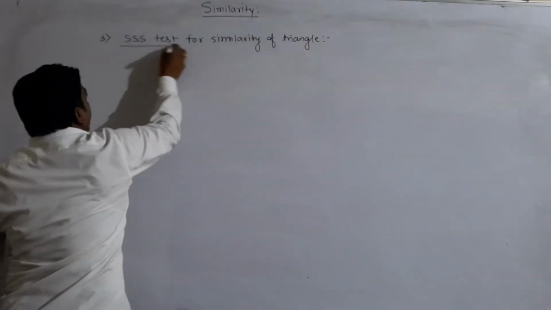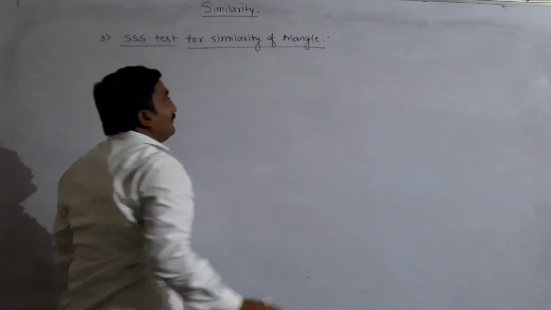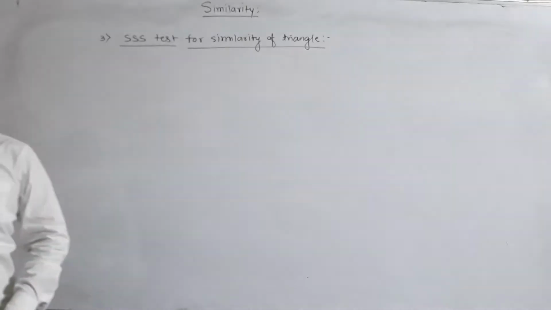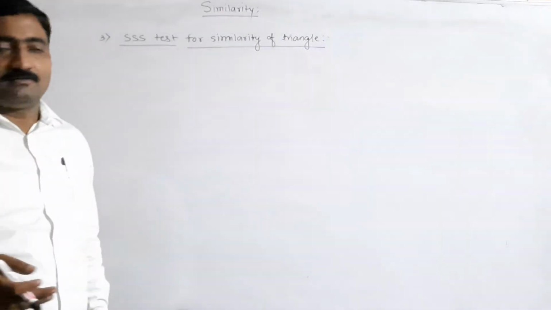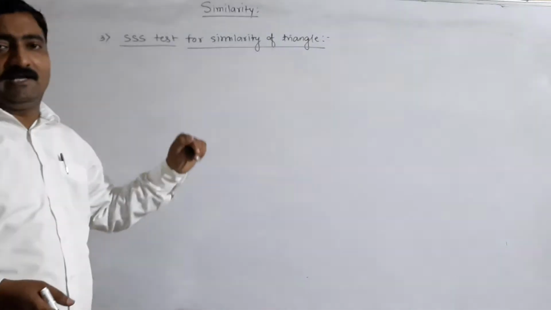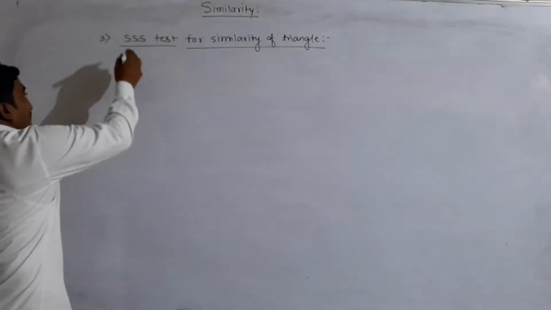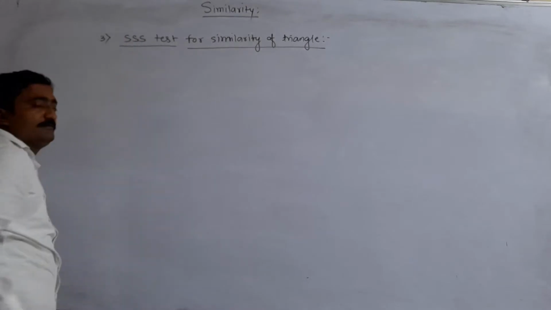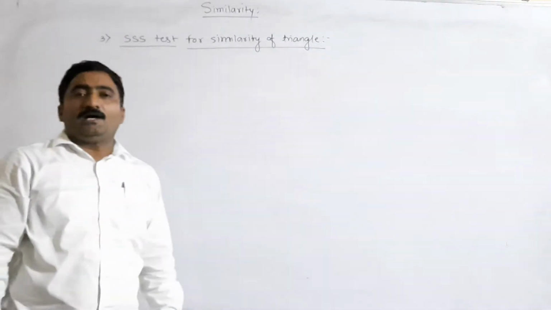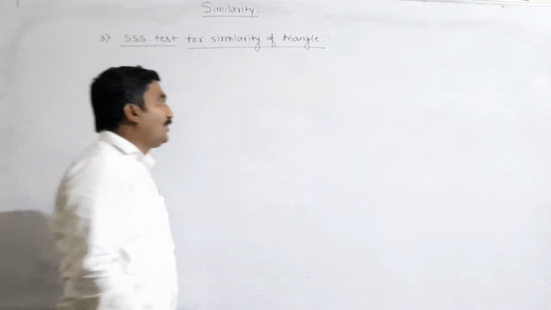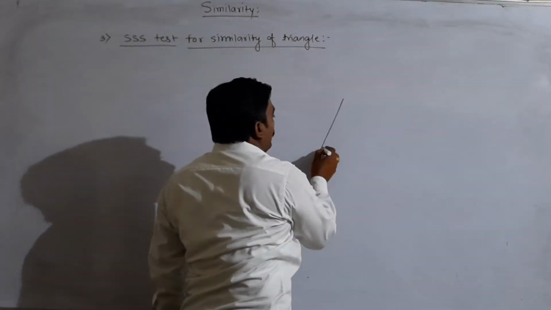Before that, we have studied the first two tests. First is the AA test, then the SAS test, and last is the SSS test. SSS test means side, side, and side. Here, three sides are very important. So we consider here two triangles.